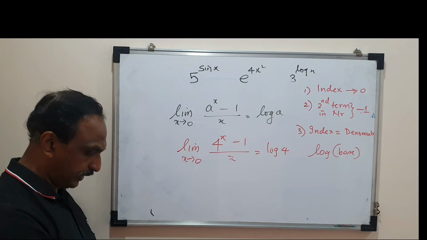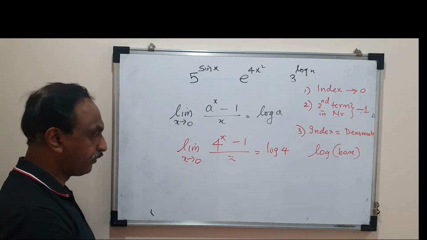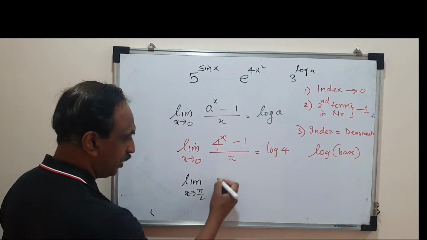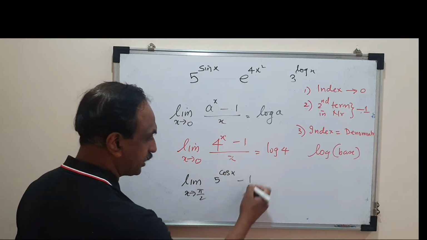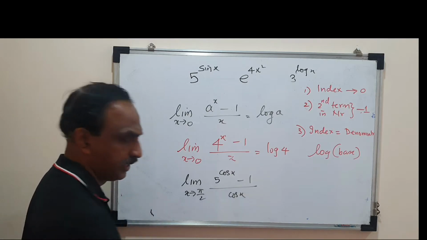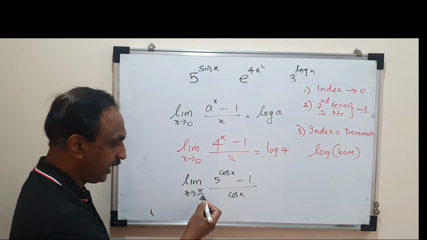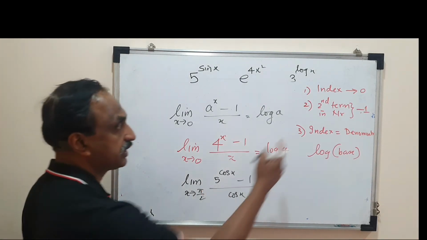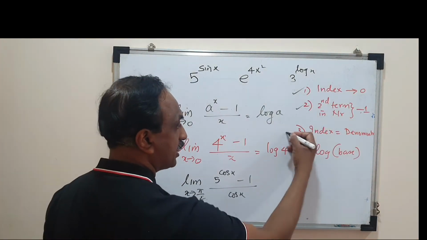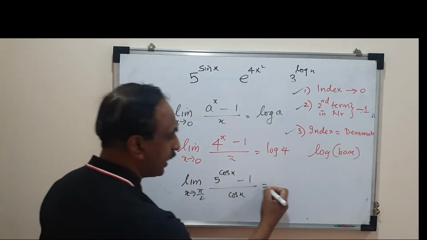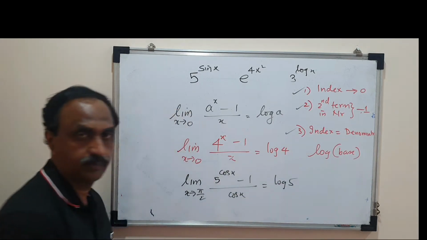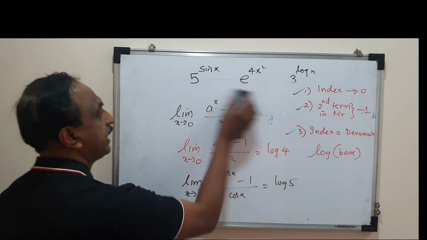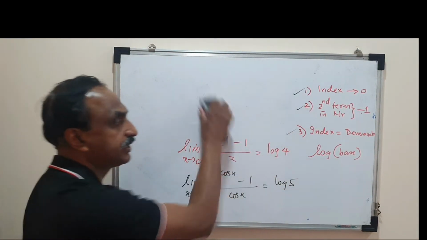My next question is whether you can apply this formula for this particular function, limit x tending to pi by 2, 5 raised to cos x minus 1 upon cos x. Is it satisfying all the conditions? When I apply the limit, it becomes cos pi by 2. Cos pi by 2 is 0. So we can apply the formula. Is it having this condition satisfied, this condition satisfied, this also satisfied? Hence, my answer is log 5. This is how we can calculate this directly by just seeing whether this satisfies all the three conditions written here.